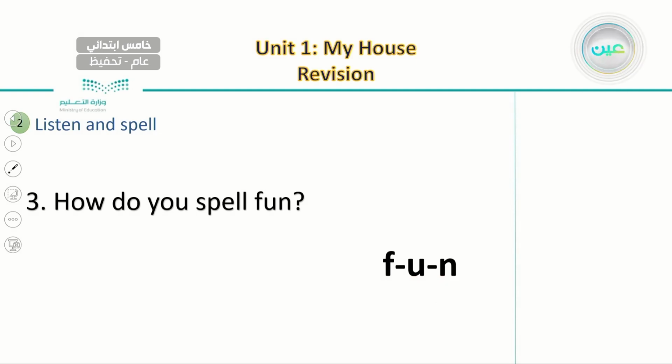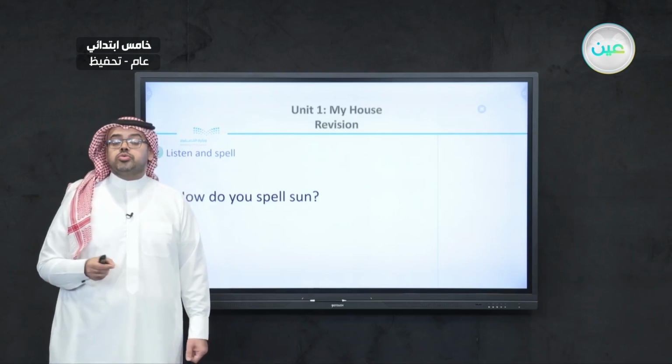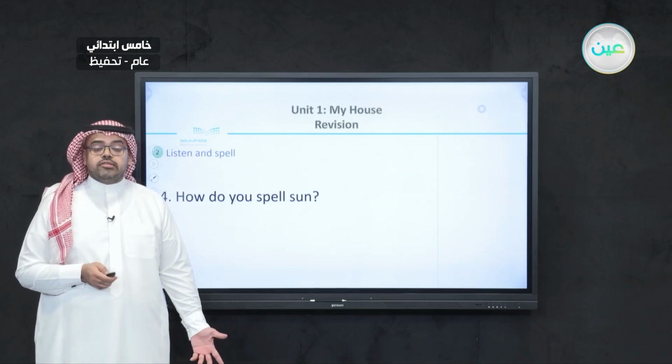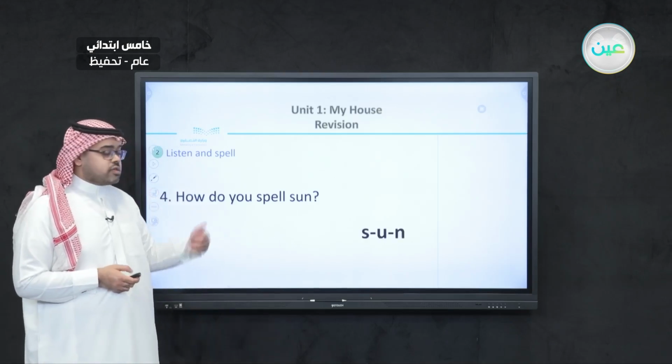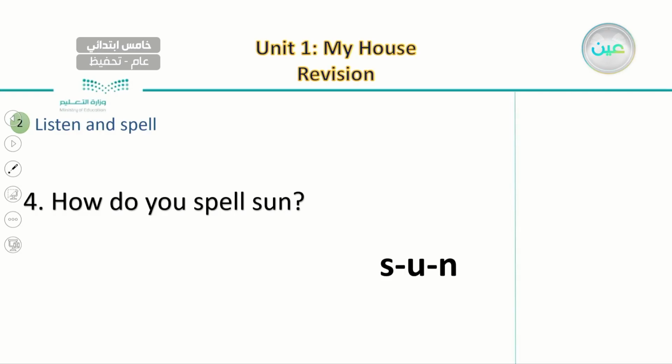Fun. Also, now close your eyes one more time and tell me, how do you spell the word sun? Tell me how to write the word sun. Now you can open your eyes and see that this is how we spell the word sun. We spell it like S, U, and N.